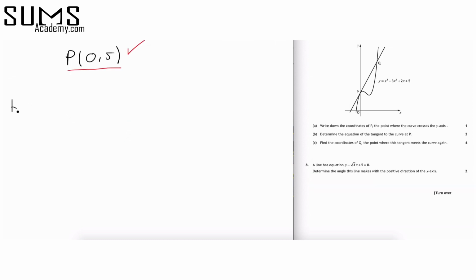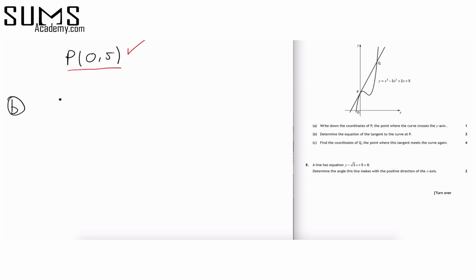Part B. Determine the equation of the tangent to the curve at P. So that is this line here. This line here is a tangent at this point here, P, and we're asked to find its equation. So what we can do is differentiate the equation, and then put in the x coordinate of the point P, which we know is 0, and from that we'll be able to know the gradient. We've already got the point P, and we'll sub that back in to get the equation of the line.